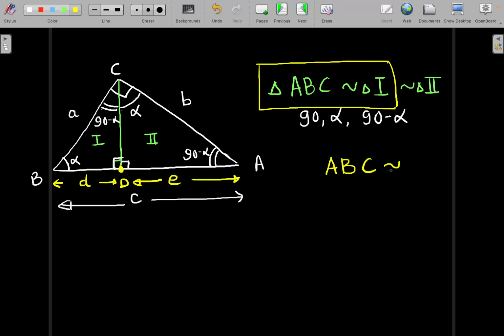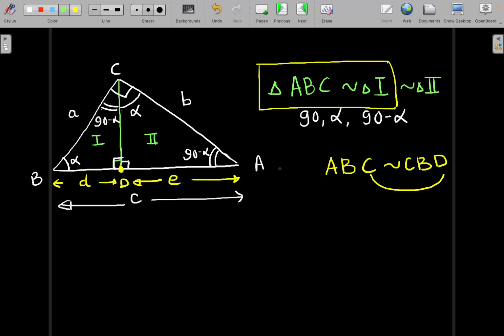Okay. Now, the angle C in the mother is 90 and the corresponding angle in the daughter is D. Now, angle B in the mother is alpha and it is also equal to angle B in the daughter, and that leaves C. So, angle C in the daughter is 90 minus alpha, and you can see that angle A in the mother is also 90 minus alpha.